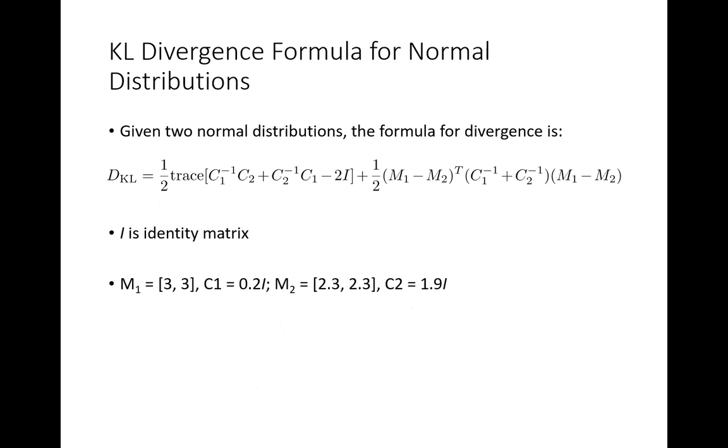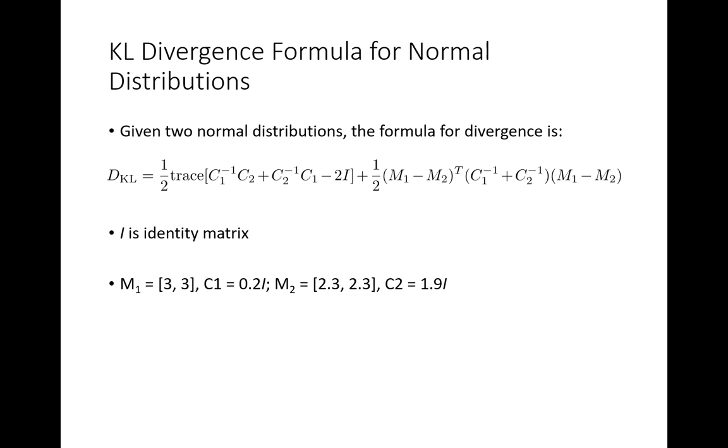In many cases, we are dealing with normal or Gaussian distributions. So in such cases, one can derive in closed form a formula for measuring this divergence. So given two Gaussian or normal distributions with corresponding means as M1 and M2 and corresponding covariance matrices as C1 and C2, the formula for divergence is as shown.